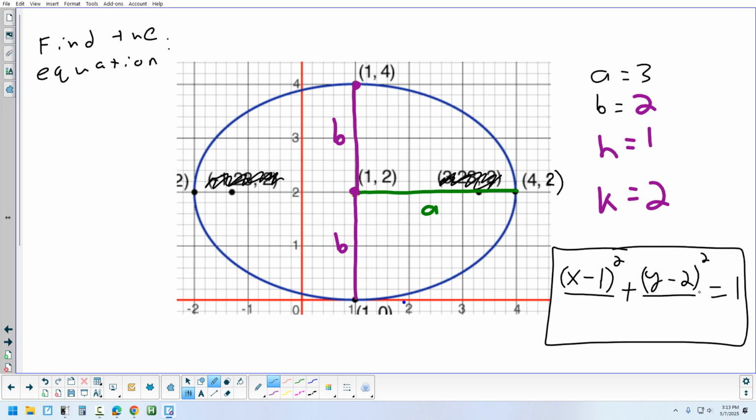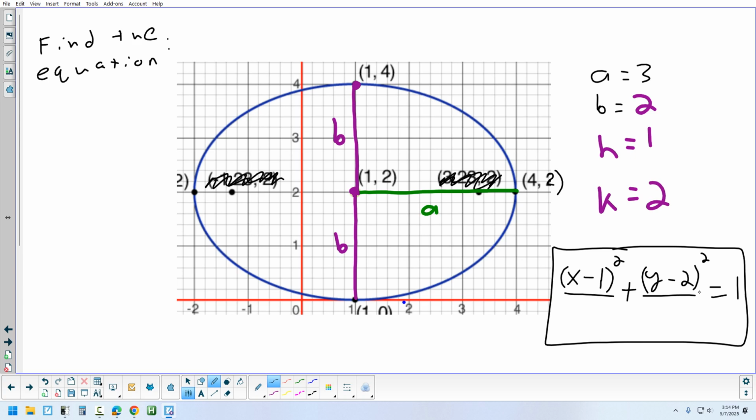All right, now we do have to think about where we put the A squared and the B squared. We want the bigger number under which letter, X or Y? Y. Oh, wait, no, X. So this way is 3 units long. It's 2 units for the B. So we want the ellipse to be the long way horizontal. So yeah, we want the bigger number under X.